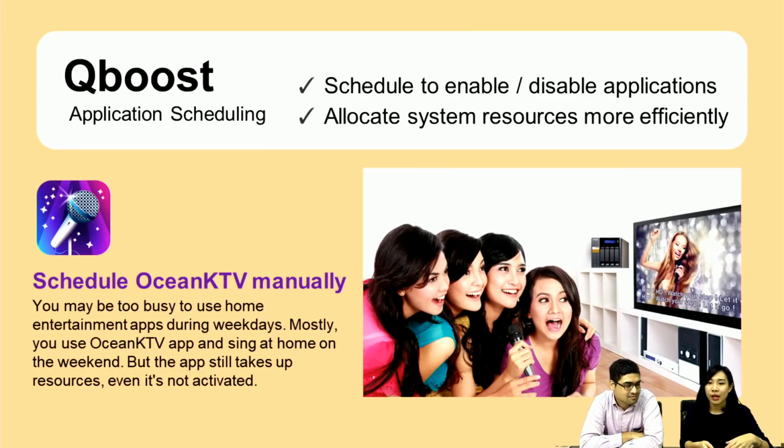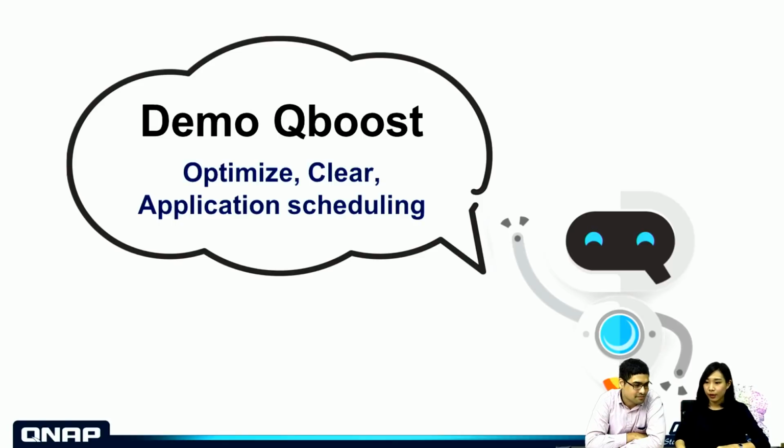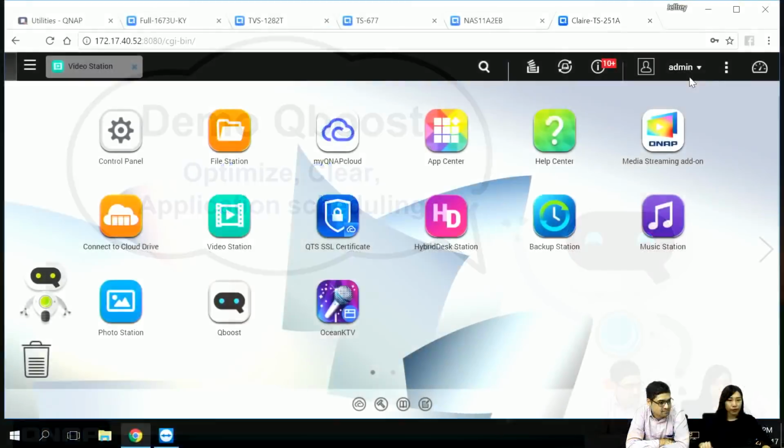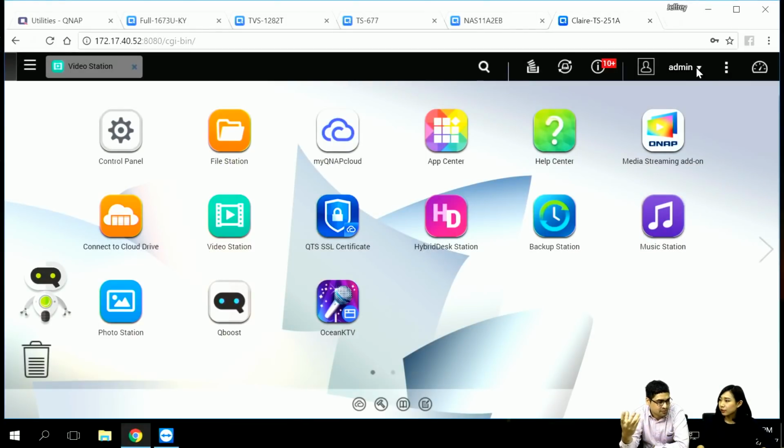It means that you can schedule to enable or disable your applications. For example, I really like to sing, so I download the Ocean KTV, but I don't have free time to use Ocean KTV on weekdays. I only have time to use it on weekends. So I can choose to disable it on weekdays. Okay, so now I will demo for everyone. Let's go to our demo. With application scheduling, when you are not using Ocean KTV, you can just disable it, and you can set a schedule to automatically disable it for you.